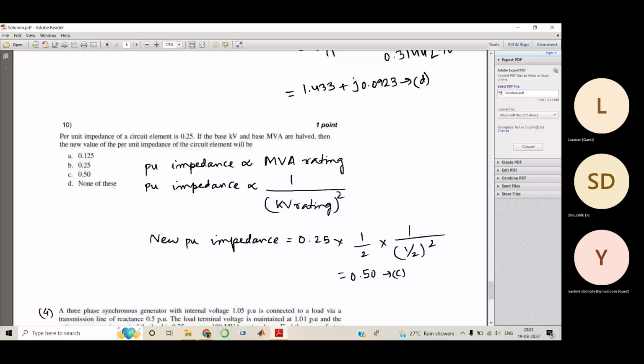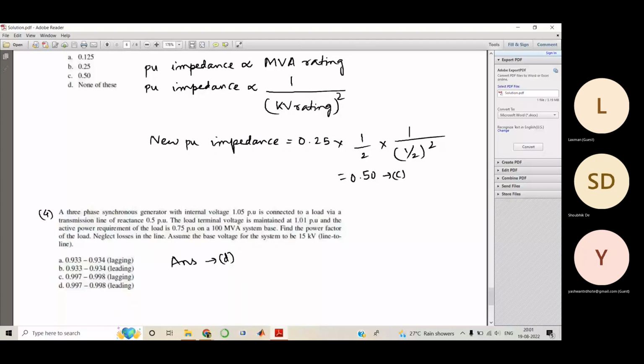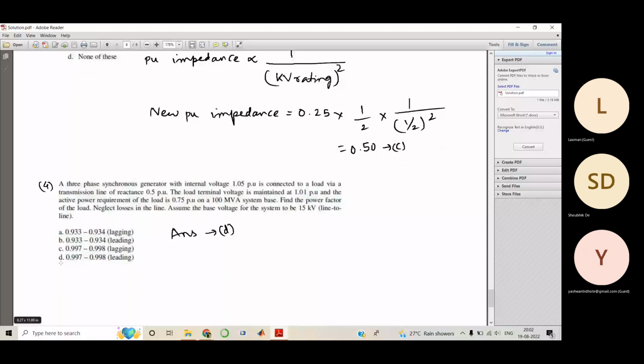So this was a really very easy problem. Now this one I haven't solved. Using the concept of the previous problems, I hope you can solve this problem. If you can't solve it, you can get back to me, and I can provide you the solution. The answer would be option number D.